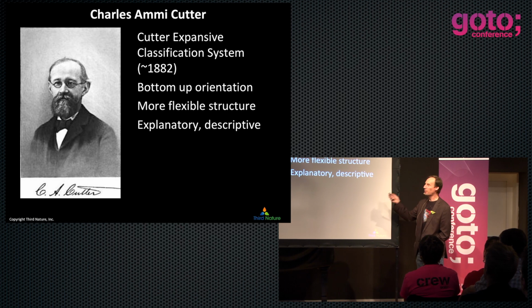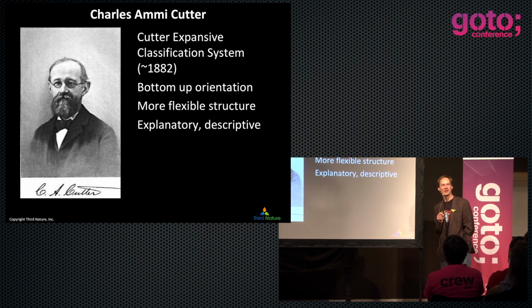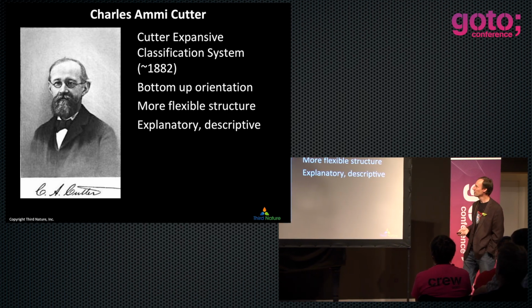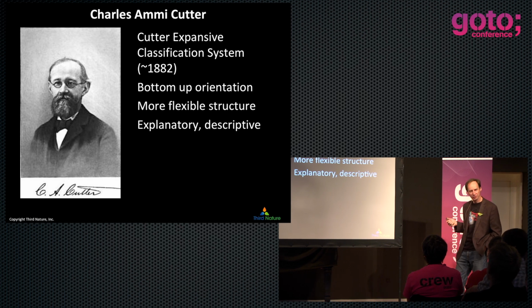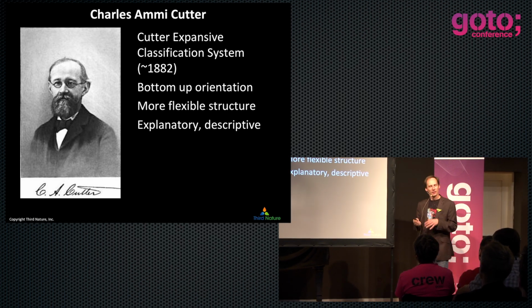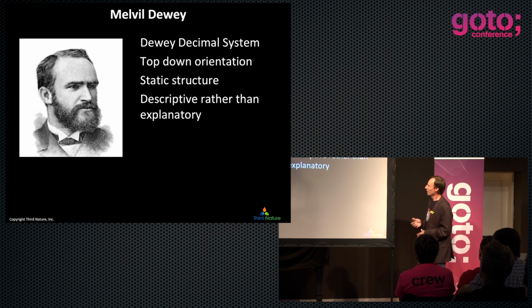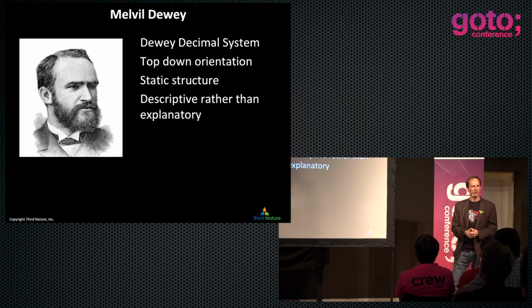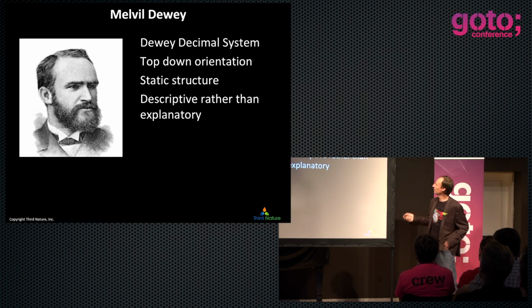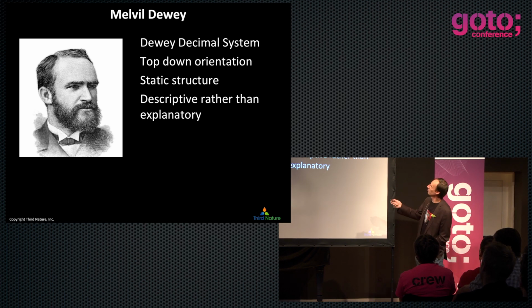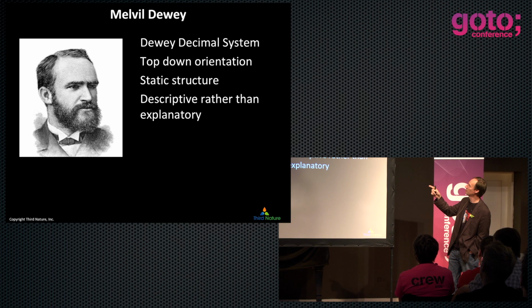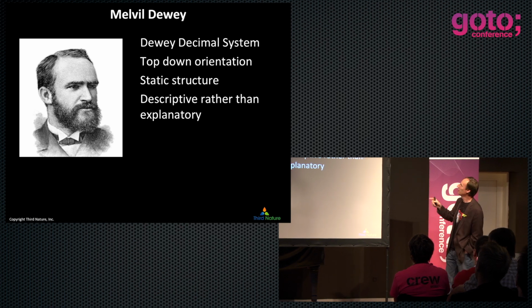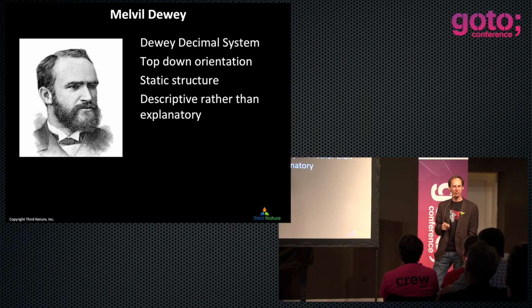1882, bottom up, it's a faceted classification system, tags. It's a more flexible structure than your standard Dewey Decimal system, which is the other person on the other side of this argument, and he's saying, well, and so, by the way, his name is Melville. Now, normally Melville is spelled M-E-L-V-I-L-L-E. He took off the L and the E because it was more efficient to write his name. So he was an efficiency expert.